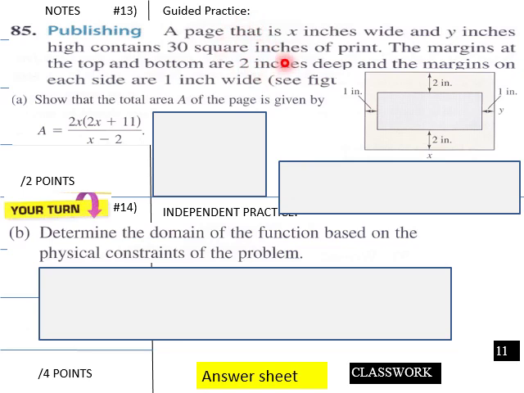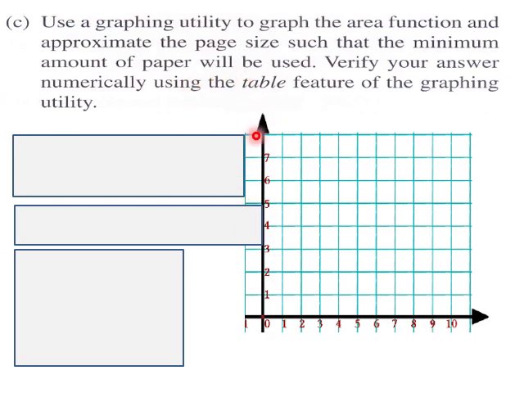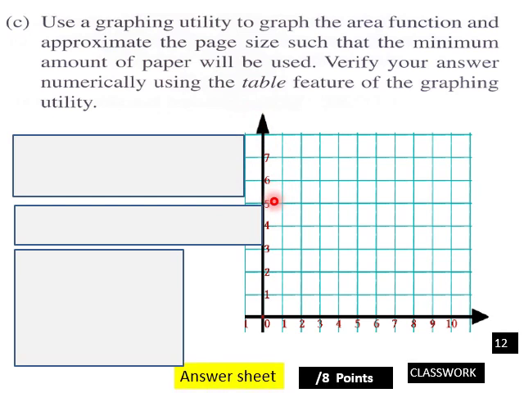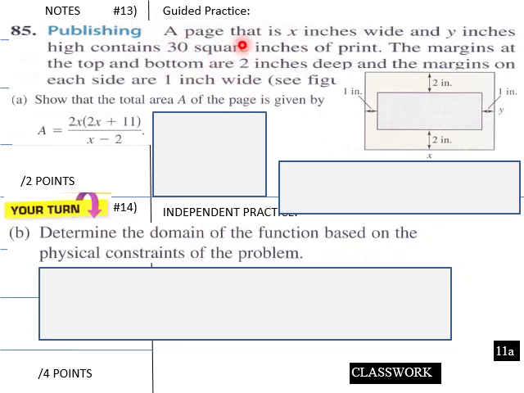Let's try another one of these publishing problems, and this goes on your class worksheet. We have a page that is x inches wide and y inches high, and xy contains 30 square inches of print, which is right here. The margins at the top and bottom are 2 inches deep, and the margins on each side are 1 inch wide. So these are your side margins.